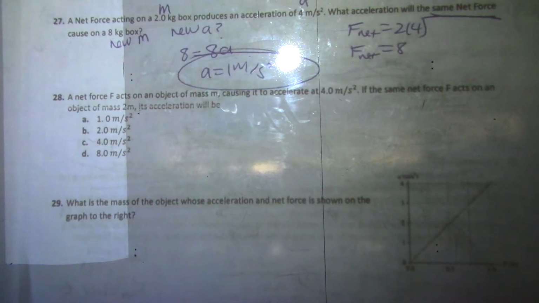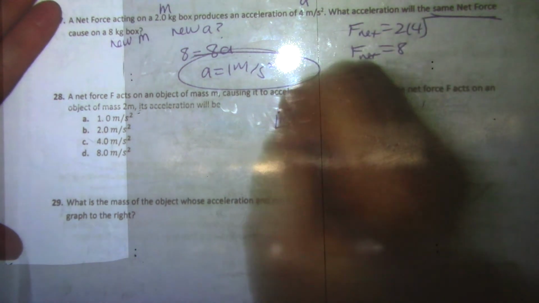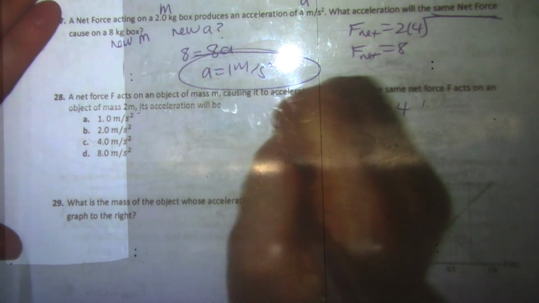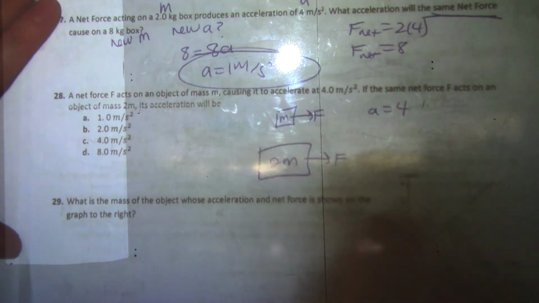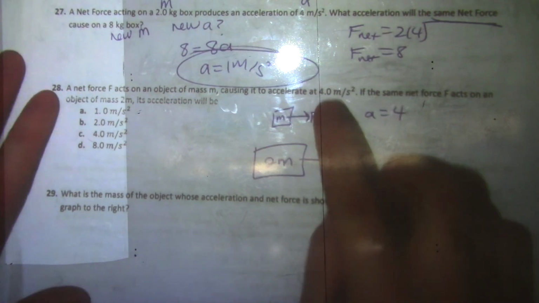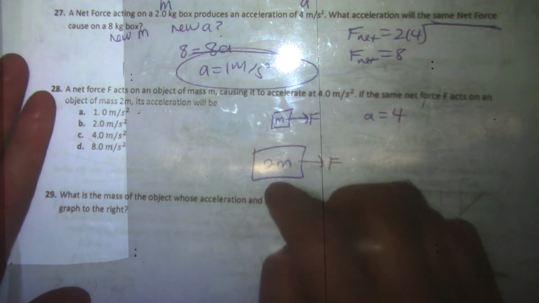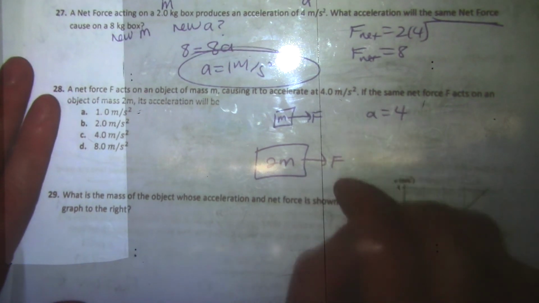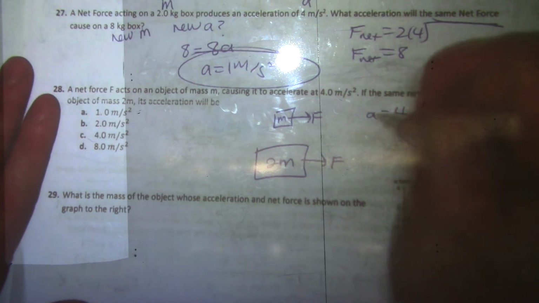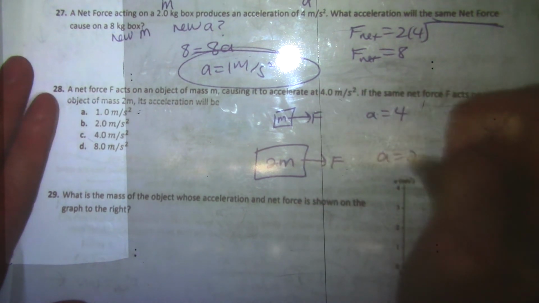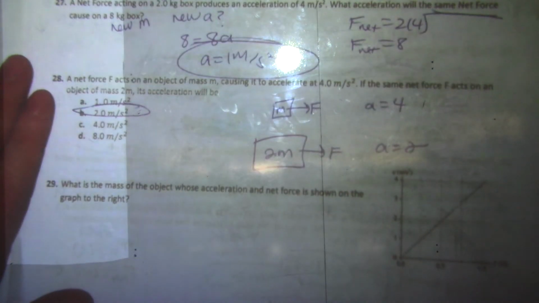A net force of F acts on an object of mass m, and I have an acceleration of 4. If they're the same force but on an object of 2m, you should say this would be less acceleration, right? Same force but on more mass. Would it have a slower acceleration or less acceleration? So specifically by a factor of 2, so this acceleration should be half as much, or 2.